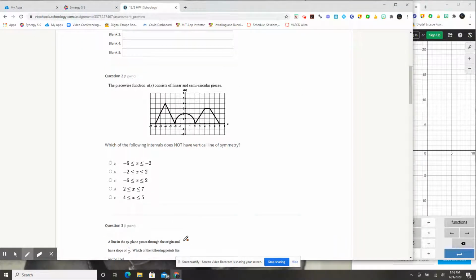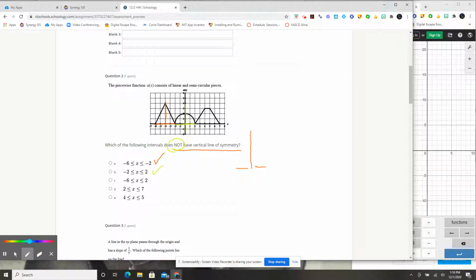Piecewise function, which interval does not have a vertical line of symmetry. So we're going to do vertical lines to see if they're the same on both sides. Between -6 and -2, if I slice that in half, that's the triangle that works. If I go from -2 to 2, that's a semicircle. I can slice that in half and it works. I'm looking for which one does not have a vertical line of symmetry.